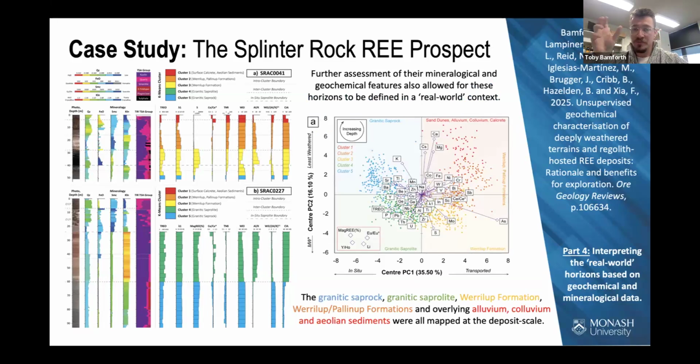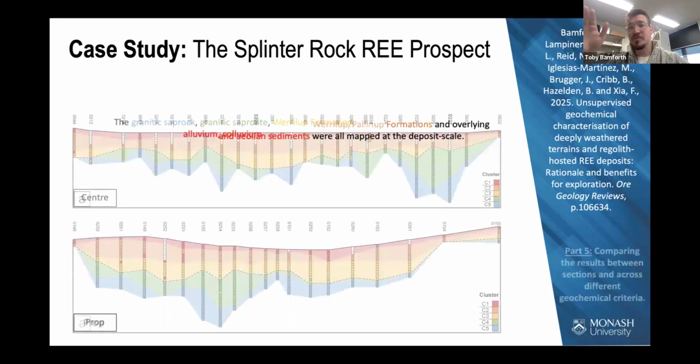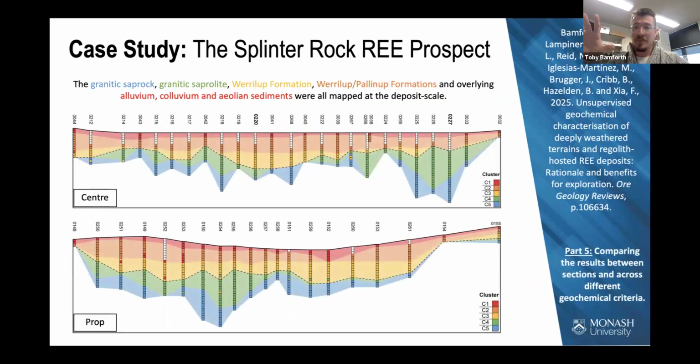And actually, in this case, when you do the interpretation from the chemistry and from the mineralogy, as we do in the paper, the general feeling is that you have a granitic saprock, you have a granitic saprolite in green. The yellow probably represents some portion of the Werelip formation, the orange, the Werelip and Pananut formations, and then some overlying alluvium, colluvium, and Aeolian sediments.